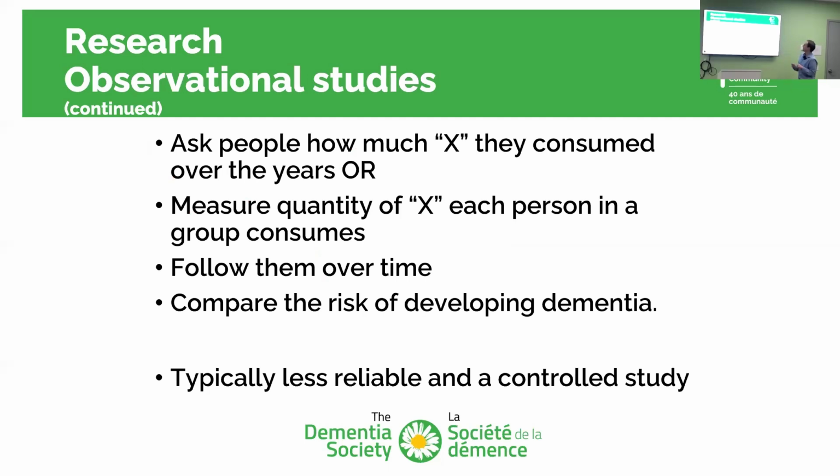Again, I skipped ahead within some of these. You ask people, and you can do an observational study where you follow people from the start and ask how much they consumed over the years, or you can do it retrospectively. You can take someone after they have the disease and ask them to think back about what they did over time. And it's a bit less reliable.